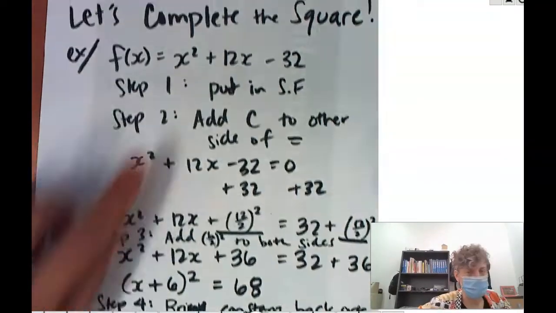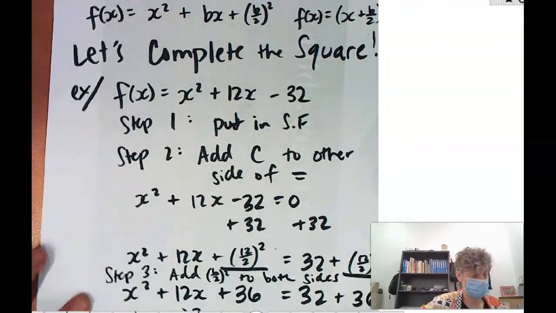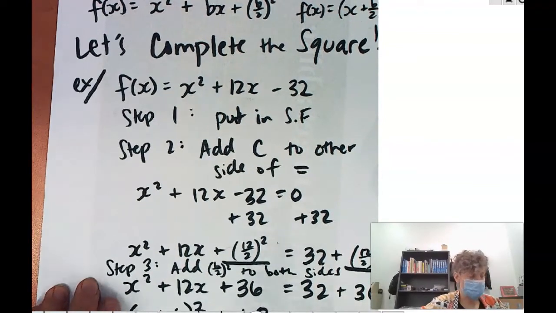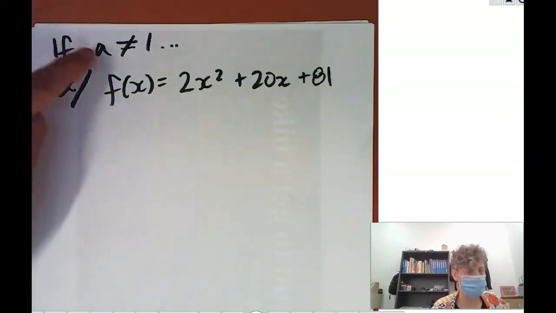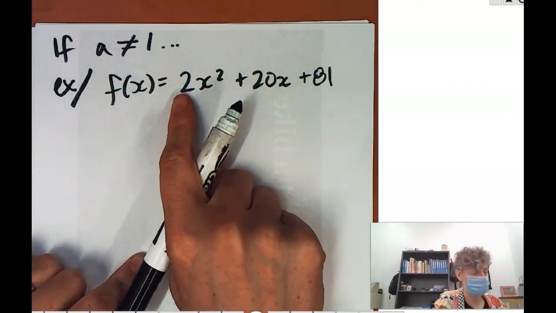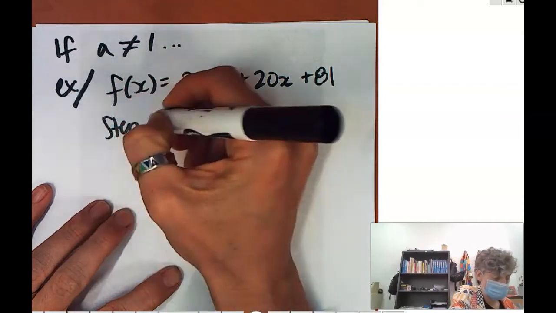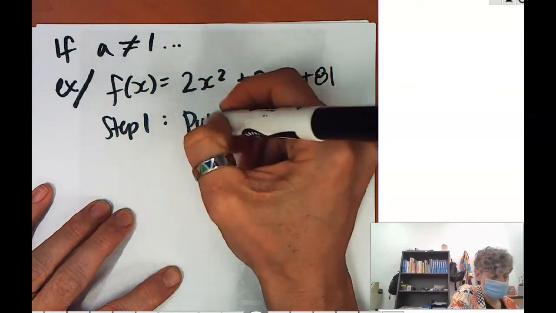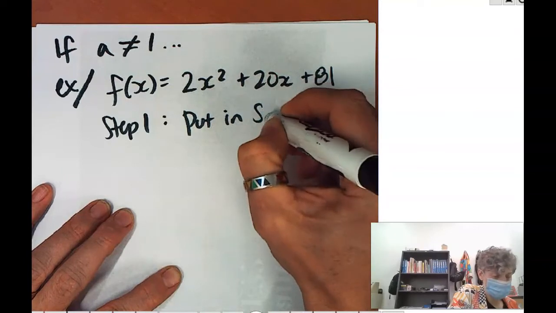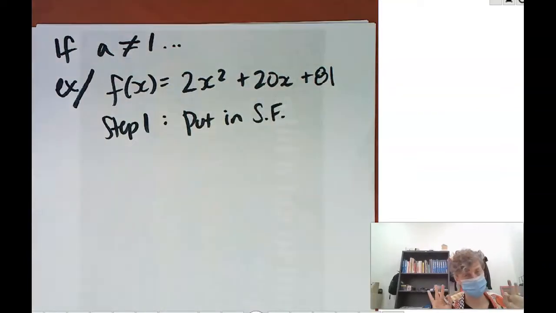Now notice our a value was 1. It's going to work a little differently if our a value is not 1. So let's do an example with that. So here's an example. A is not 1. A is 2. Right? First step is going to be the same. Step 1, put in standard form. We're in standard form. Cool.